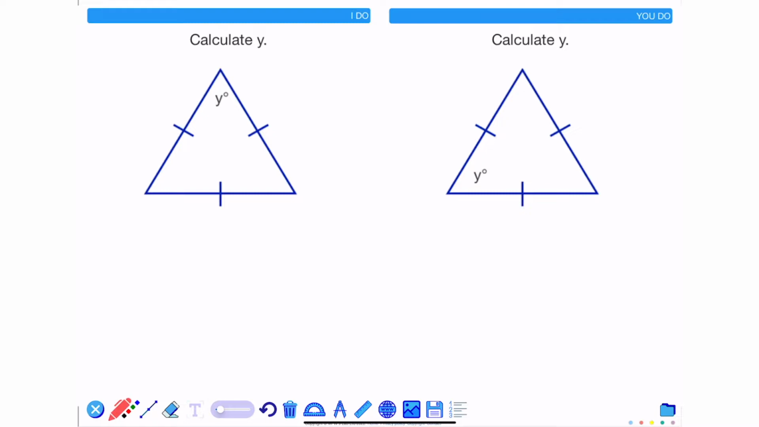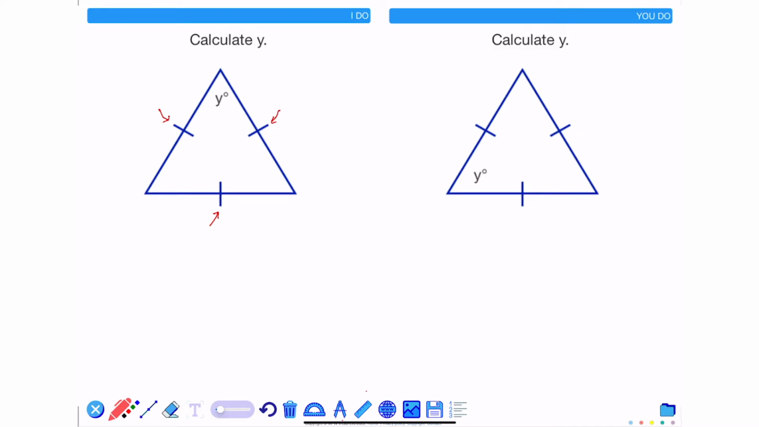In this video, we're going to take a look at how we can calculate an unknown angle inside an equilateral triangle. With the example on the left-hand side, I can see this is an equilateral triangle because it has the dash on all three sides. And in a previous video, we learned this means that they are all exactly the same length.